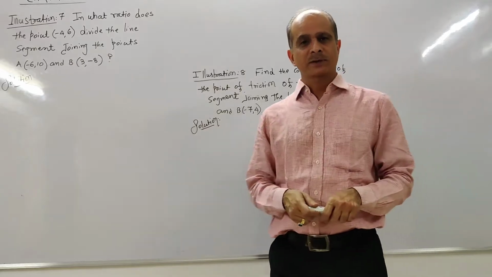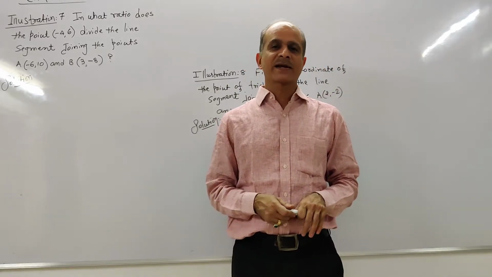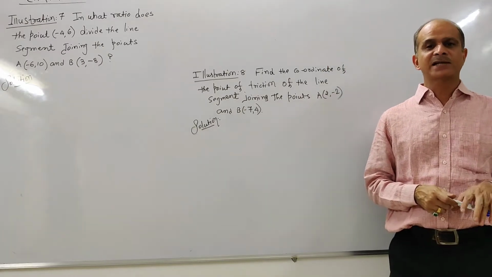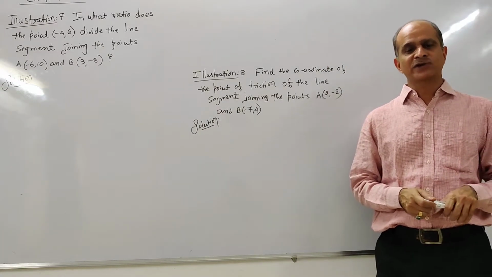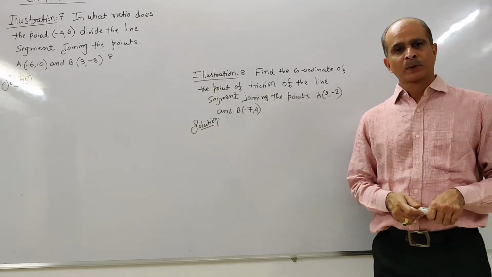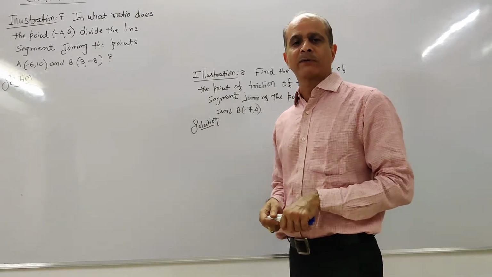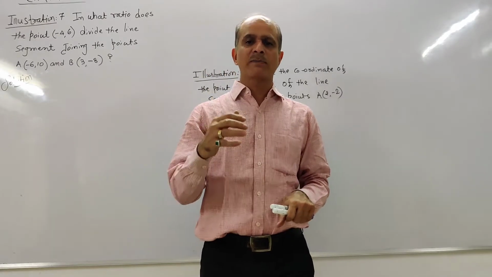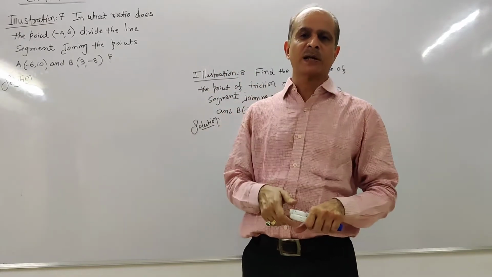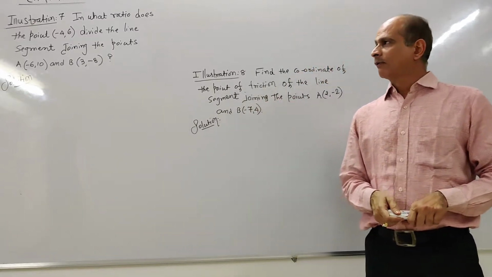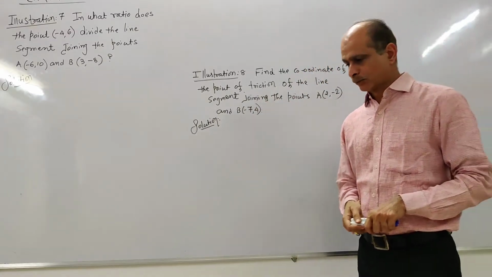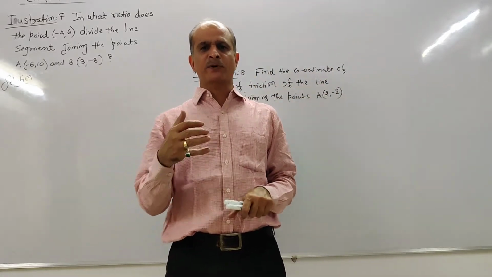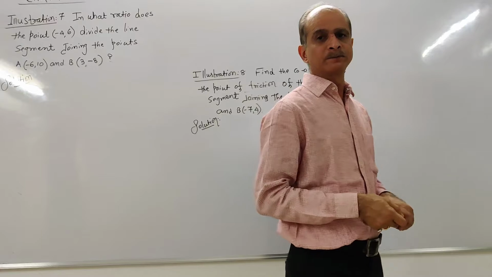In the first lecture, we discussed the distance formula. We have also solved many examples, the first three illustrations as well as exercise number 7.1. So exercise number 7.1 is based on the distance formula. We have also discussed the section formula as well as the midpoint formula in the last period.